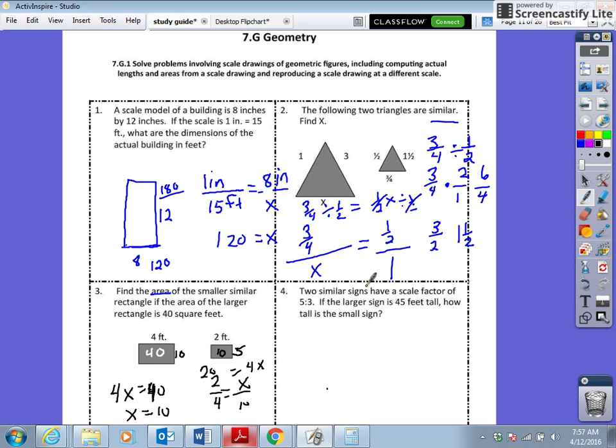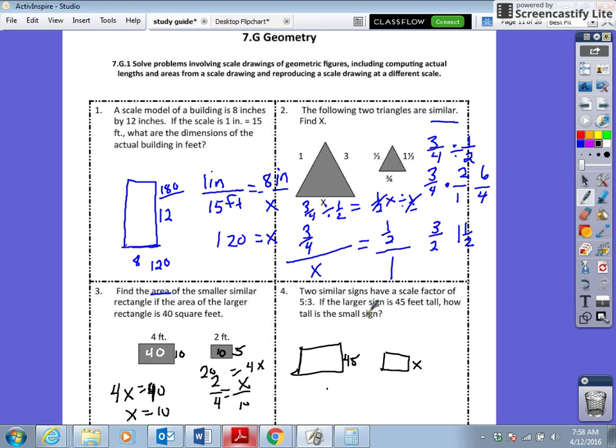Two similar signs have a scale factor of 5:3. If the larger sign is 45 feet tall, how tall is the small sign? So the two signs, there's two signs. Big sign and a little sign. And this one is 45 feet tall. So this side here is 45. And what I don't know is what this one is. But I know the scale factor is 5:3.